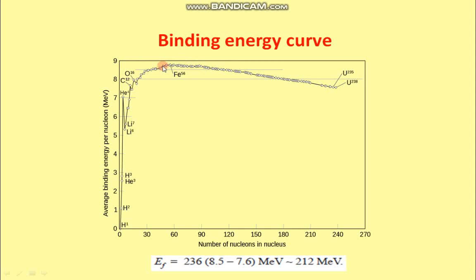Hence, we can say that the average binding energy per particle is about 0.9 MeV more in fission products than in a compound nucleus uranium-236. Thus, this excess of 0.9 MeV per nucleon must be liberated in this fission process. So, we can calculate the total energy liberated per fission of uranium-92-236 as shown here. 8.5 minus 7.6, which is equal to 0.9 MeV, into number of nucleons, which is 236, which approximately gives 212 MeV of energy.